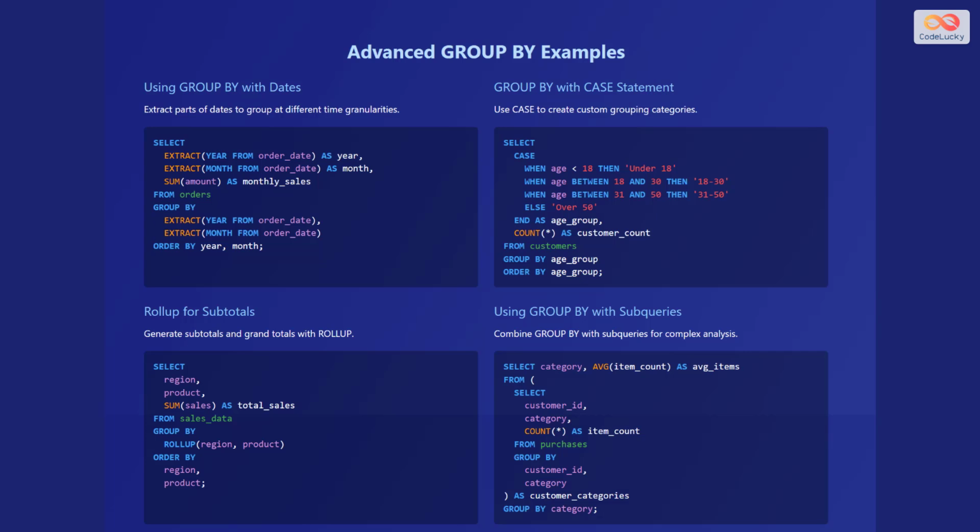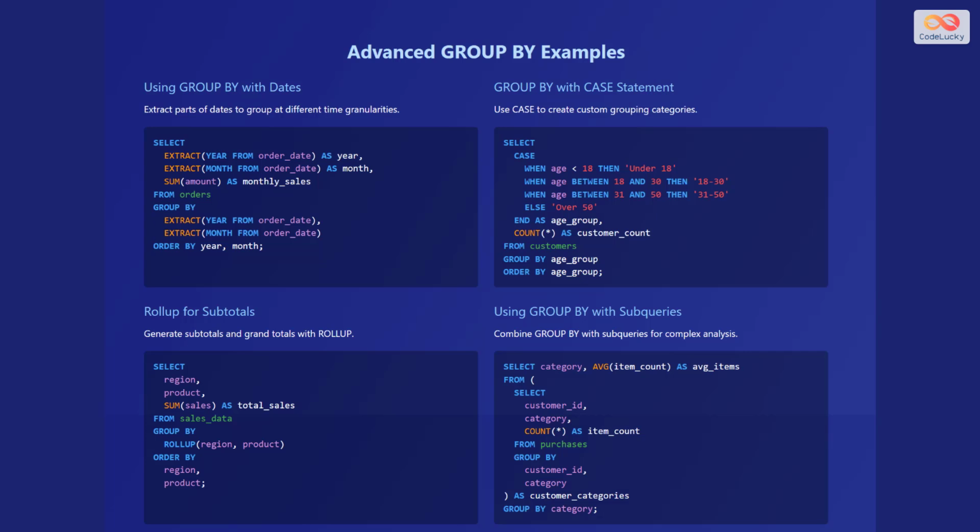Let's see rollup for subtotals. The rollup is used to generate subtotals and grand totals. The query selects the region and product and calculates the total sales from the sales data table. It groups the results by region and product using rollup and then orders them by region and product.